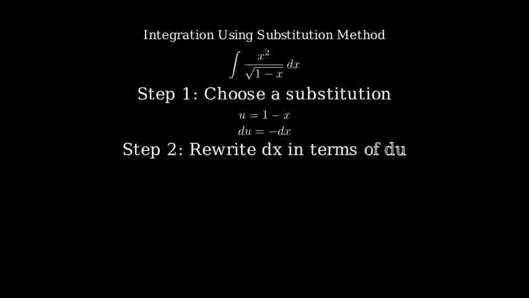Now let's look at our original integral. We've rewritten the integral in terms of u. We now have negative the integral of x squared over the square root of u times du. The next step is to express x squared in terms of u.